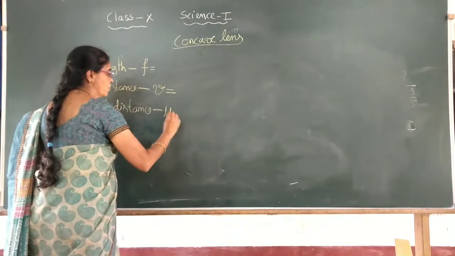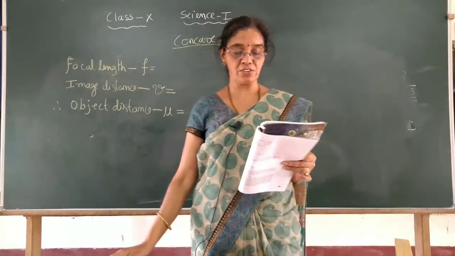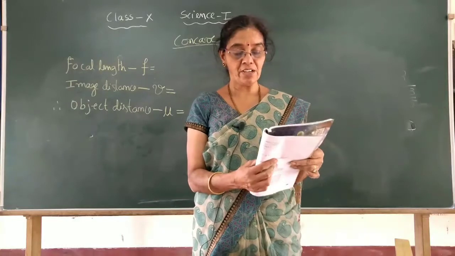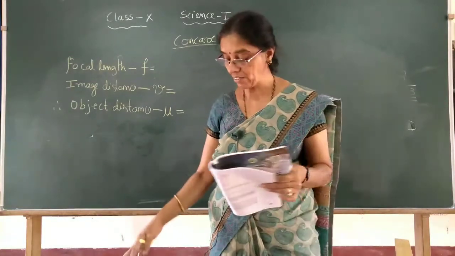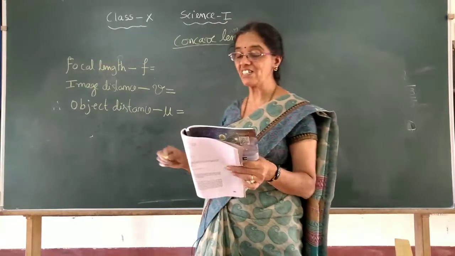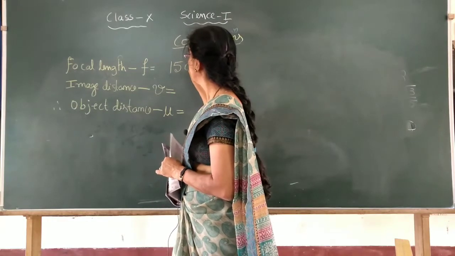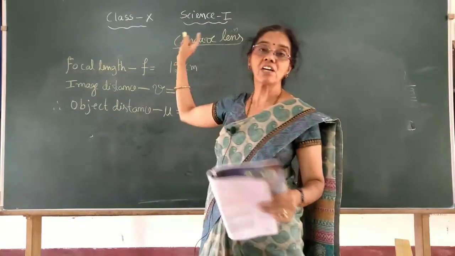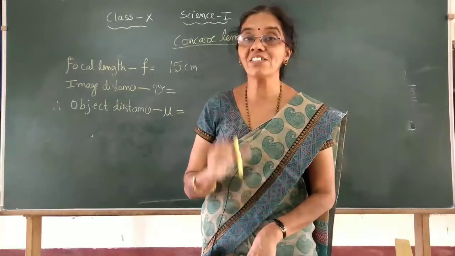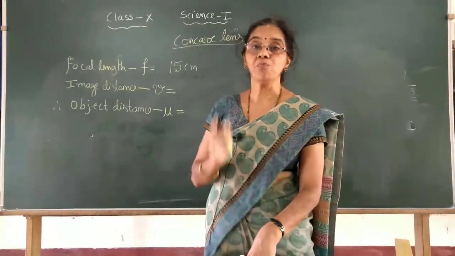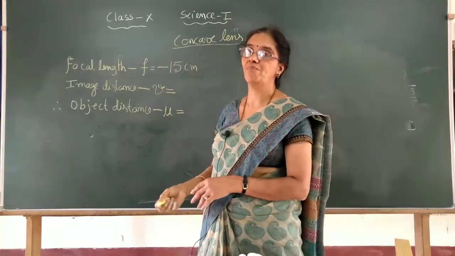The symbol is U is equal to, that we have to find out. Then anything they are given, find the magnification, that we'll find later. So first we'll write the values given. A concave lens has the focal length 15 centimeter. Here, concave lens, just now I said for concave lens the focal length is always taken as a negative value. So it is minus 15 centimeter you have to take.